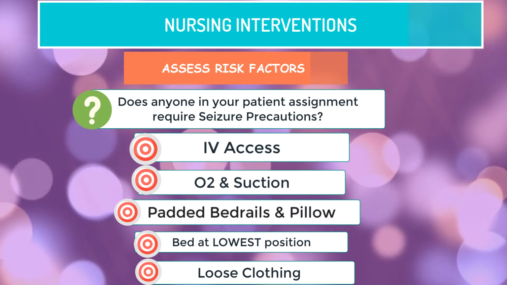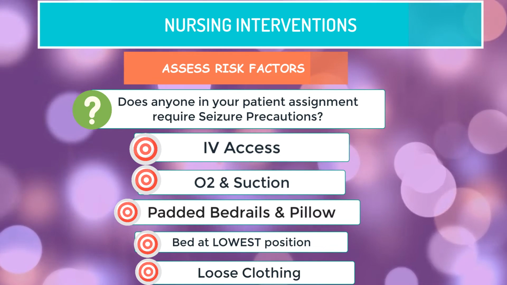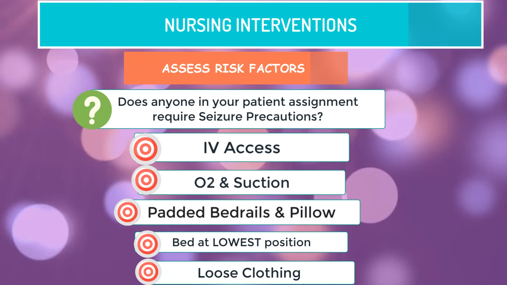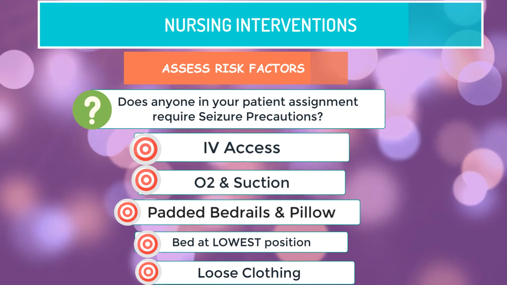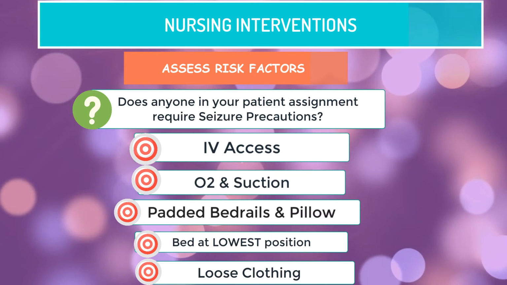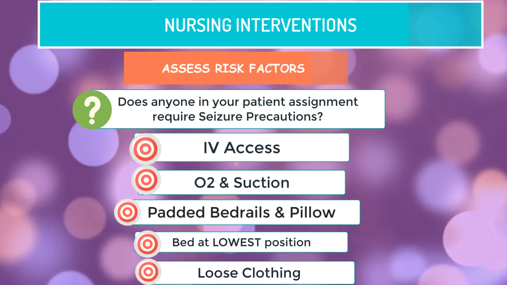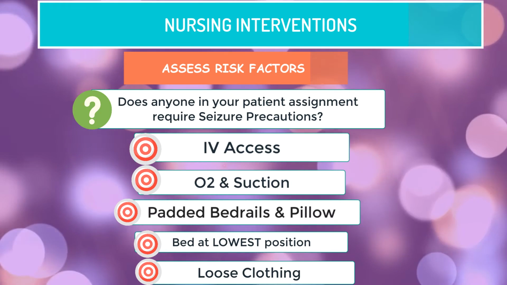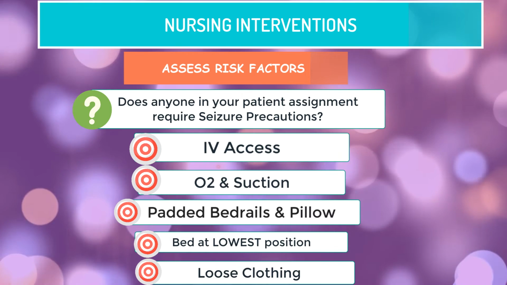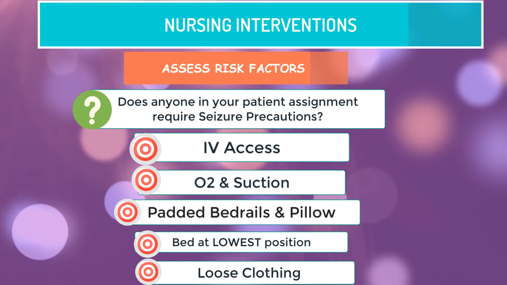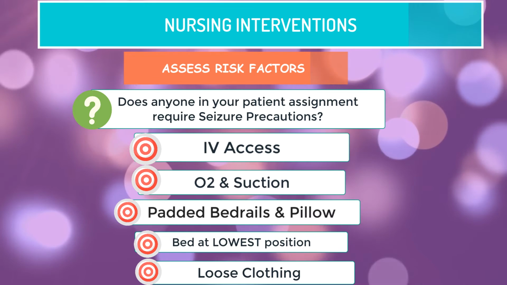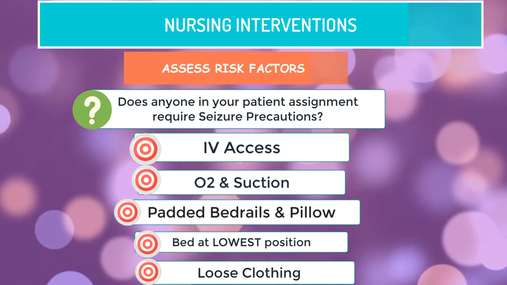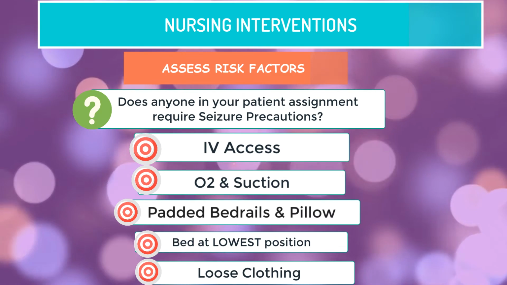So if there are any patients that are at high risk of seizures, make sure that you place them on seizure precautions. These precautions include having an IV access. Your patient must have an IV access in order to receive IV medications that are given in the event that a seizure occurs. It is also super important to have an oral airway, oxygen, and suction readily available, and to keep the head of the bed in the lowest position possible with the side rails up and with padding, in order to prevent any type of bodily injury that occurs during a seizure.